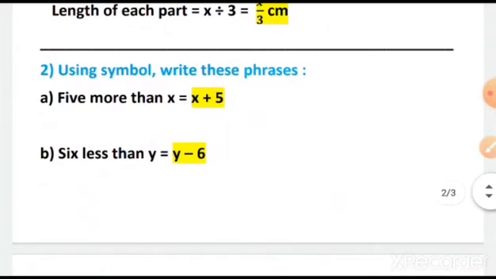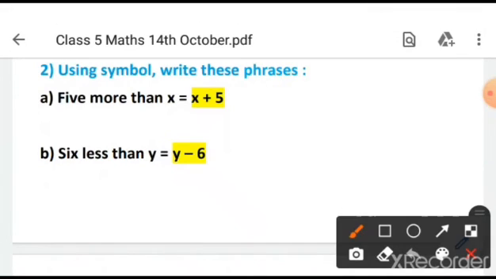Next question, using symbols, write these phrases. First part, part A, 5 more than x. So here you will write x plus 5. Why? Because you have the word more over here. That is why you are writing plus.